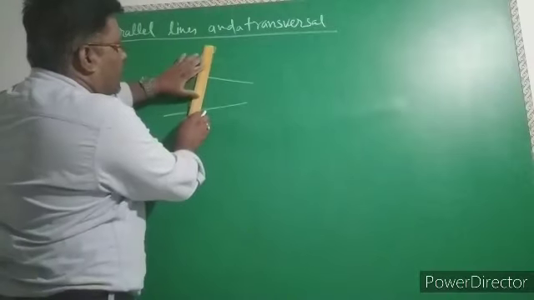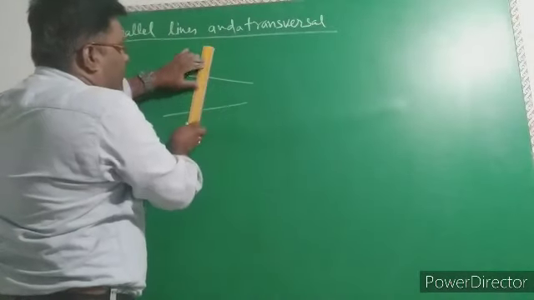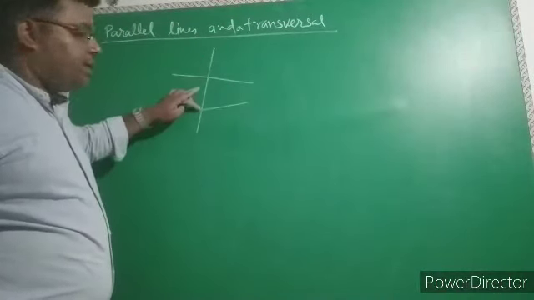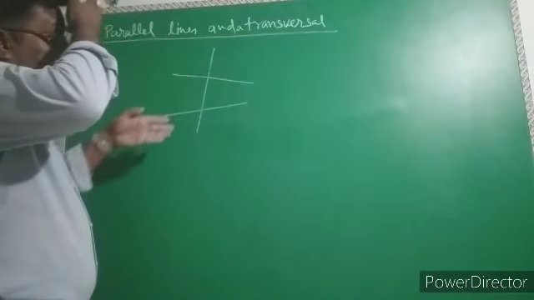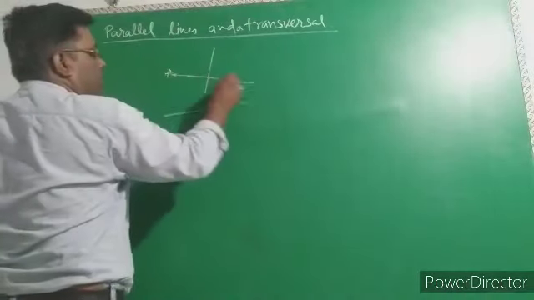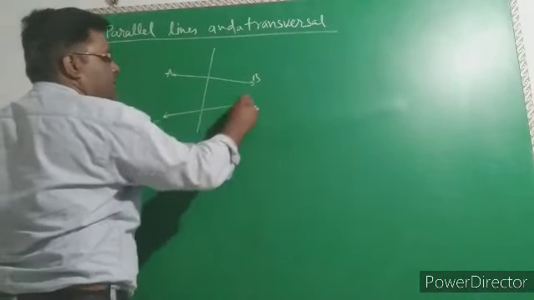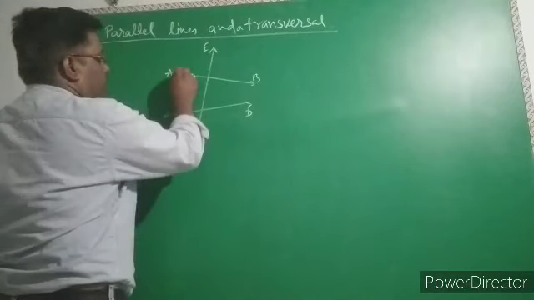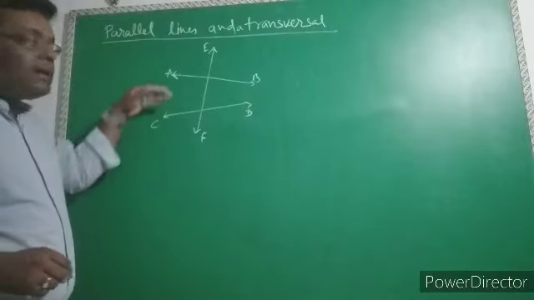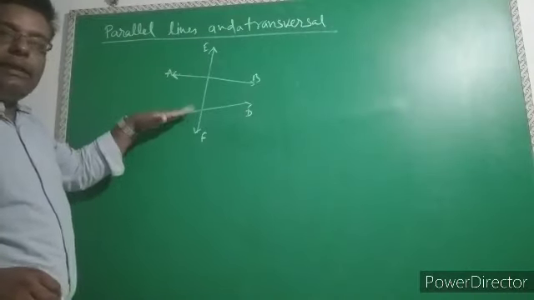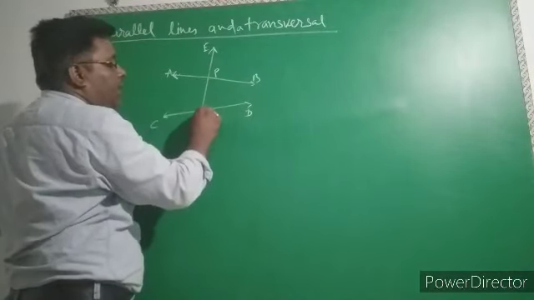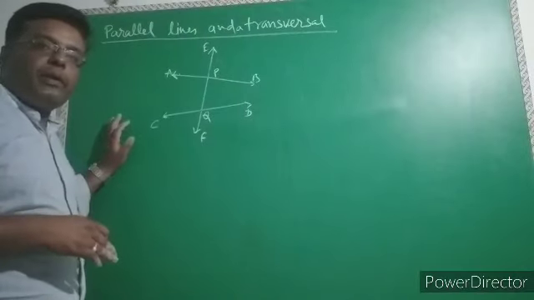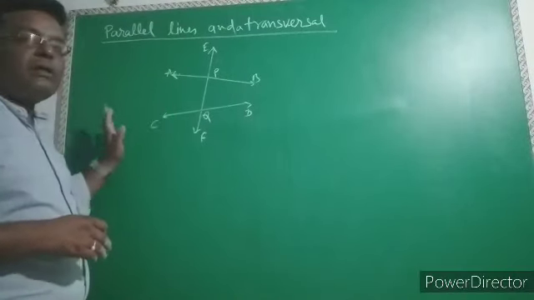If a line intersects these two straight lines at 2 distinct points, suppose the first line is AB, the second line is CD, and this is EF. That is, EF intersects AB and CD at 2 points, P and Q respectively. P and Q are 2 distinct points, meaning 2 different points. Then this line EF is called a transversal.